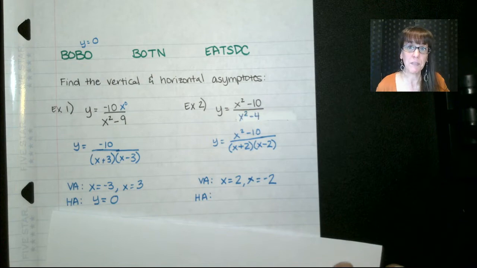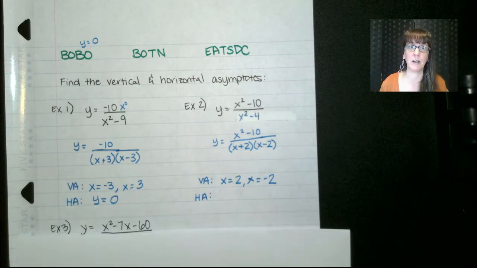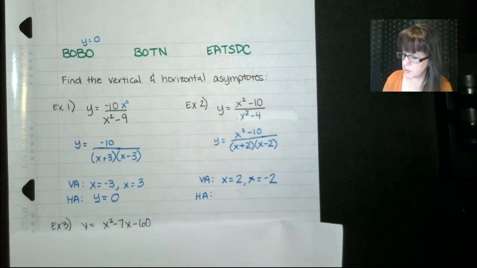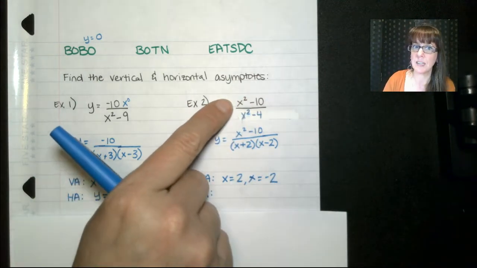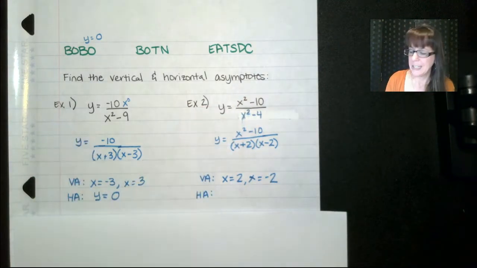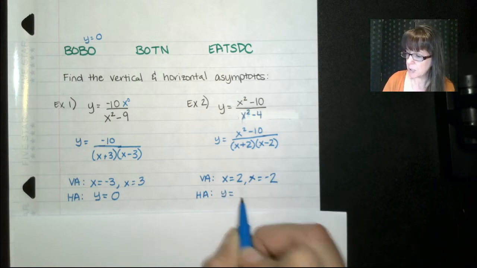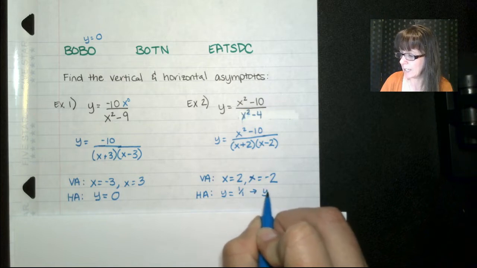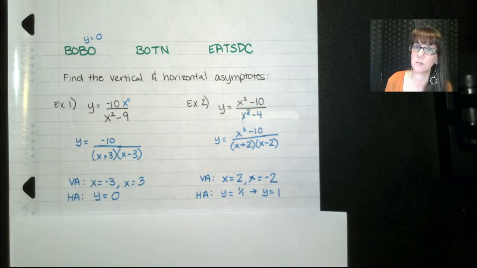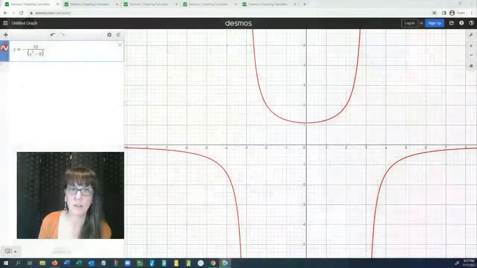And remember, the coefficients are just the numbers that are right in front of your variables. So we look at this, we see these are the same. So we look at the coefficients, and in this case, they're both 1. So our horizontal asymptote is 1 over 1, which just simplifies down to y equals 1. And just like your vertical asymptotes, you need to write these as the equation of a line. So let's take a look at what that looks like.